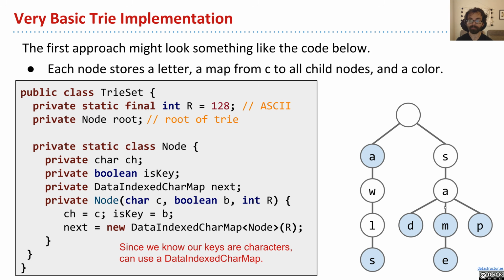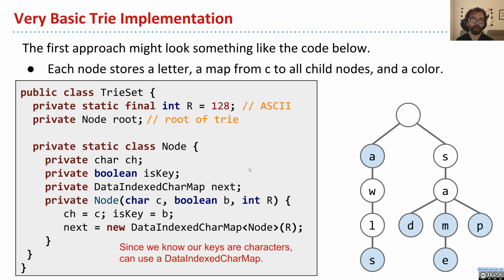So for example, this letter A on the right, it will have 3 children. It has a child if you go to the D child, the M child, and the P child. So basically when you're looking at this node, you say, hey, can I get my child corresponding to the letter D? That's what a data indexed character map was, right? It maps characters to things, in this case, nodes. So that might be a little hard to wrap your mind around, and so in the next slide I'll give you another alternate picture of that.